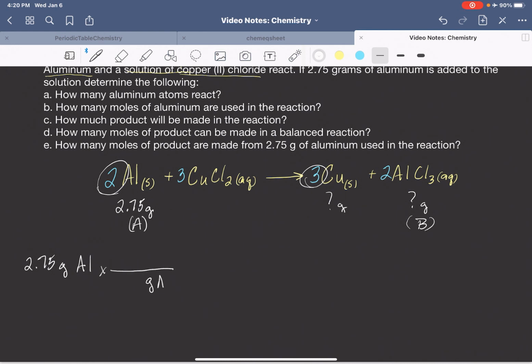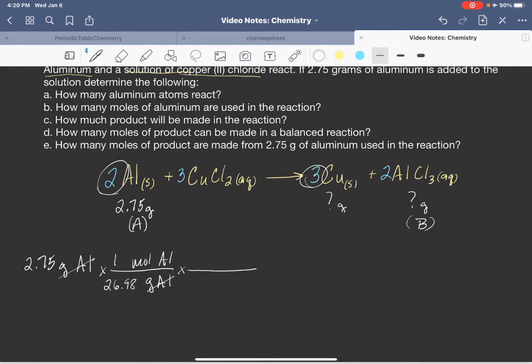And grams of aluminum, 2 moles of aluminum. 1 mole is 26.98 grams. We've been using that the entire lesson. Grams of aluminum canceled out. So now we've gone from grams to moles. Now we're going to go mole to mole.